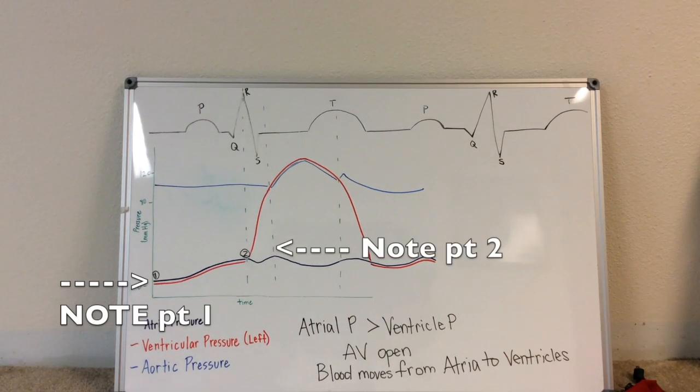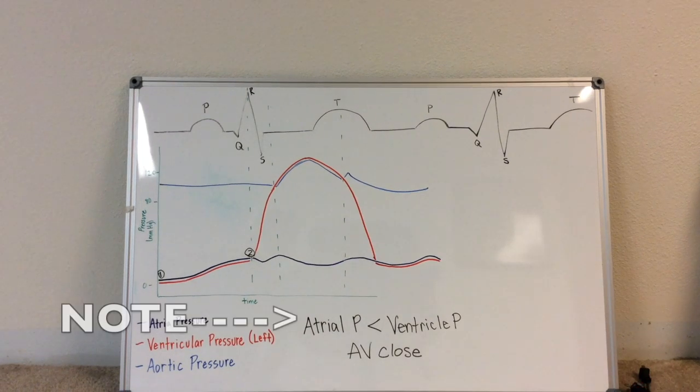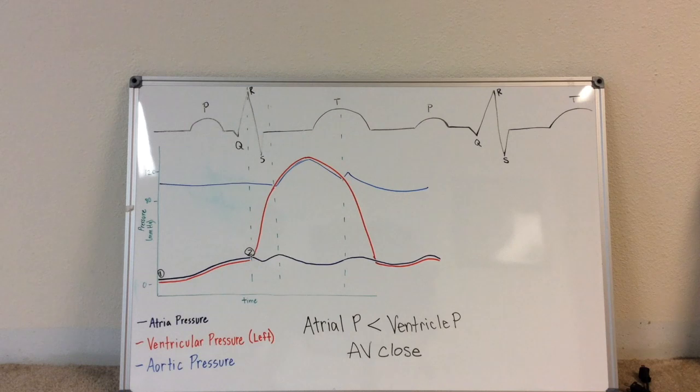So if we look at the chart here, we see that atrial pressure is above ventricular pressure from point 1 until point 2. That means that the AV valves are open and blood is able to move from the atrium to the ventricles. When atrial pressure becomes lower than ventricular pressure, this forces the AV valves closed. Atrial pressure will become lower than ventricular pressure as the ventricles begin to contract or enter systole.